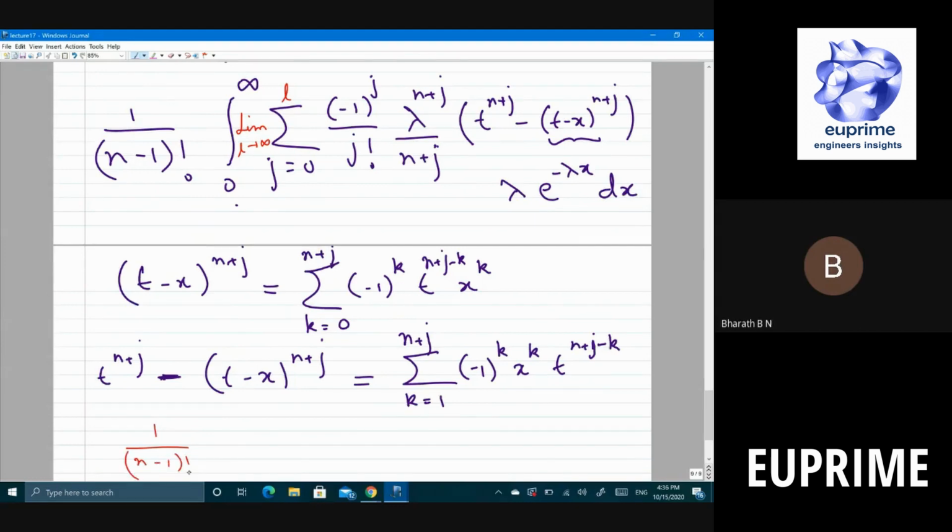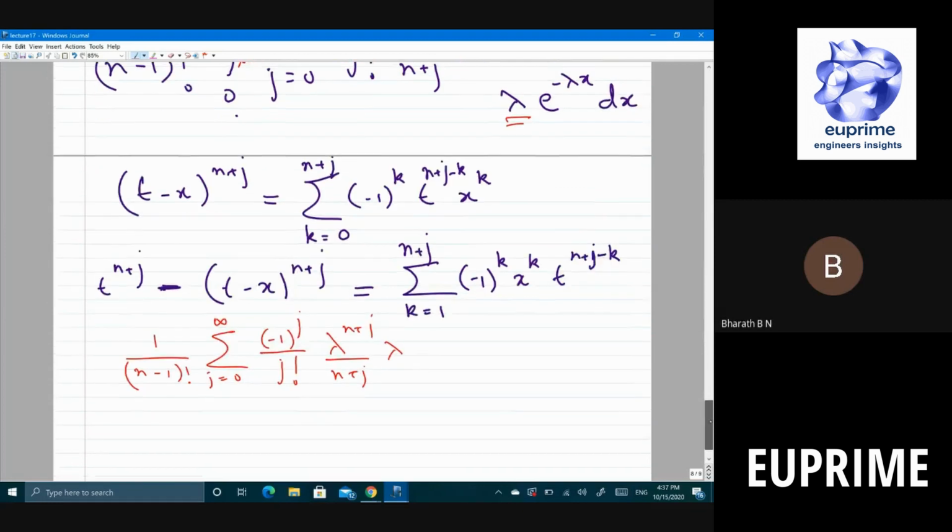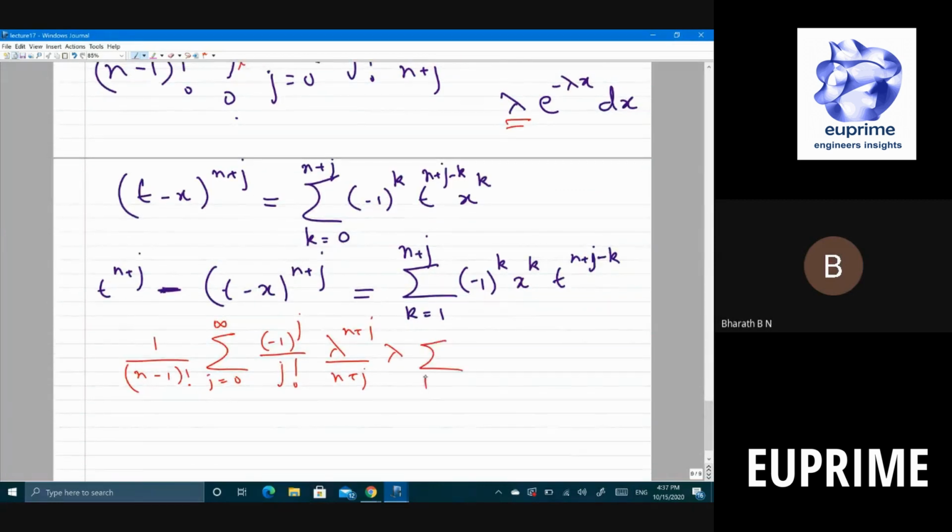n minus 1 factorial, summation j equal to 0 to infinity, minus 1 power j over j factorial, lambda power n plus j over n plus j. Then integral, and then there is a lambda also because of this. Then we have summation over all k equal to 1 to n plus j minus 1 power k, t power n plus j minus k, right? And then integral 0 to x power k plus 1, then e power minus lambda x dx.